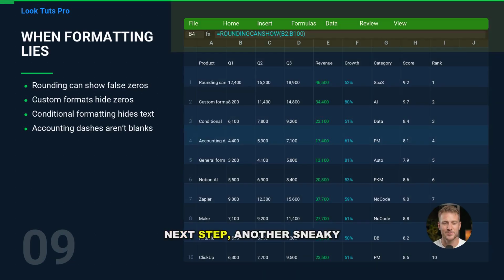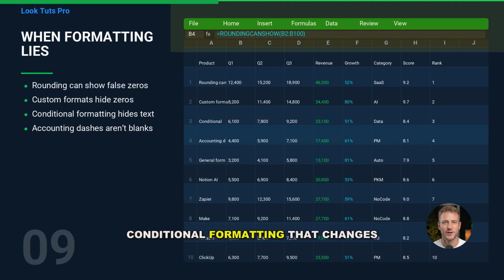Next step. Another sneaky cause is formatting that hides real values. A cell can contain 0.004, but be formatted to show 0 decimals, so it displays as 0. Or it can contain a number but be formatted with a custom format that shows blanks for zeros. Accounting formats can also display dashes, which people interpret as blank. There's also conditional formatting that changes font color to match the background, making a value look missing.